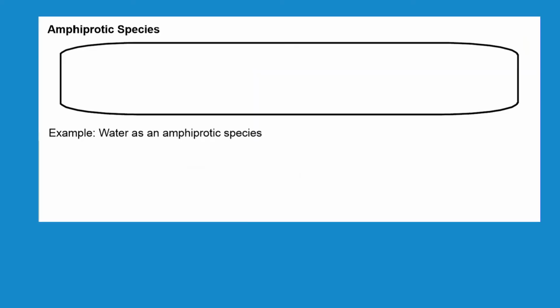Okay, last thing that we're going to talk about today is amphiprotic species. Amphiprotic species, you may have already noticed, these are species that can act as acids or bases. And one of the ones that you might have seen already is water. Water is an amphiprotic species because it can accept or it can donate hydrogen ions.